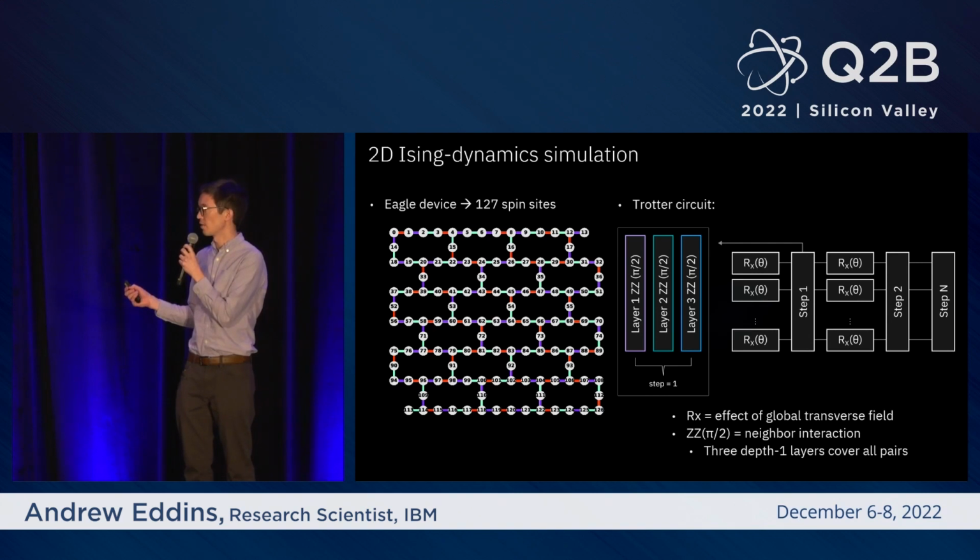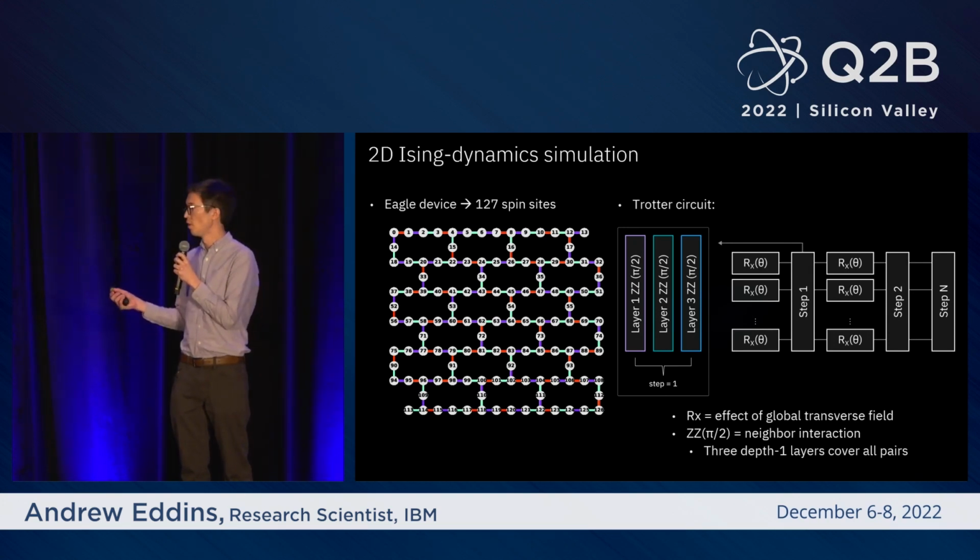We can think of this as a Trotter simulation of a 2D Ising model where we have mapped 127 spins to each of the 127 qubit sites on our chip. In the Hamiltonian that we're simulating, the angle of the RX gates represents the strength of a globally applied transverse field, while the ZZs are implementing nearest neighbor interactions between the spins.